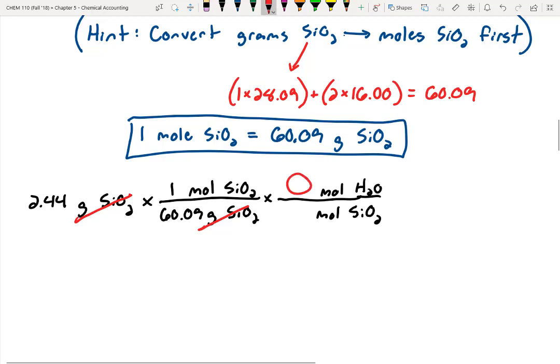All right, so now we've got to figure out the ratio for each of these. So what was the coefficient for water in our balanced reaction? It was 2. Okay, so we'll plug in a 2 here. That's our coefficient for water. What about for silicon dioxide? It was 1. All right, so now that we've done that, we've canceled out moles of silicon dioxide. We're left with moles of water as our remaining unit. And I'm getting 0.0812 moles of water.